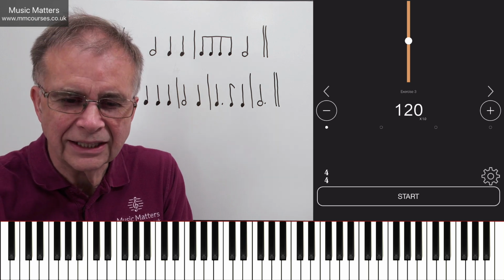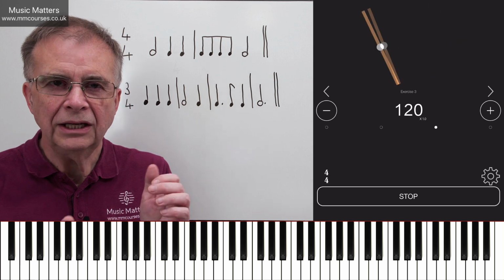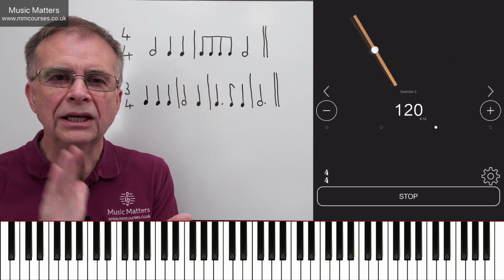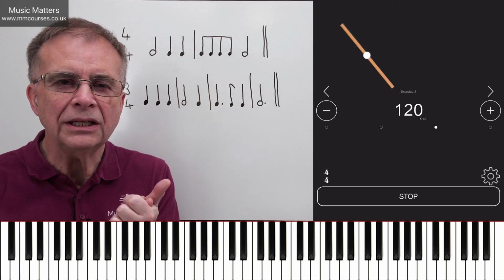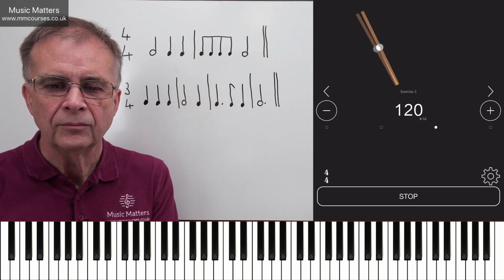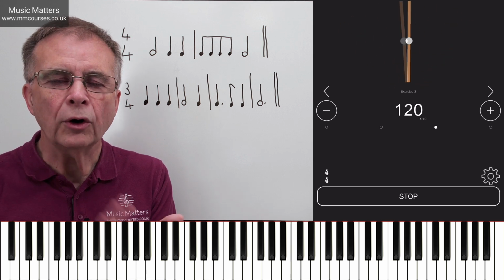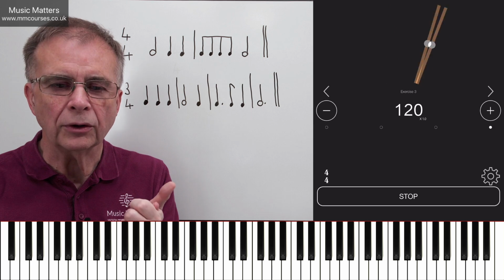Okay, let's try doing that together. So here's a bar for nothing. 2, 3, 4. 1, 2, 3, 4. 1 and 2 and 3, 4. Okay, let's just try that again straight away. 1, 2, 3, 4. 1, 2, 3, 4. 1 and 2 and 3, 4.